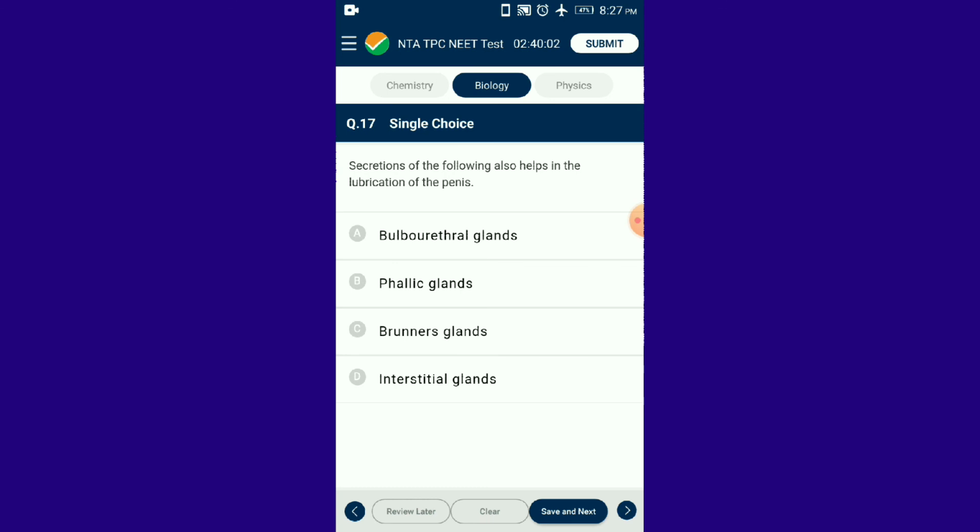Question number 17. Secretions of the following also help in the lubrication of the penis. Bulbourethral glands, also called Cowper's glands, are either of two pea-shaped glands within the male, located beneath the prostate at the start of the interior portion of the penis. They secrete an alkaline mucus-like fluid which helps in neutralizing the acidity of the vagina and provides lubrication for the penis during sexual intercourse. So the answer is option A.